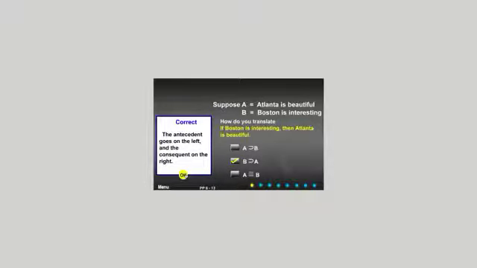So now let's work this out. How do you translate, if Boston is interesting, then Atlanta is beautiful? Well, I hope this is clearer now that you would know that the if-then is probably the easier way to see that. So it's A horseshoe B, or B horseshoe A. Well, B is for Boston, therefore, if B, then A is what we have here.